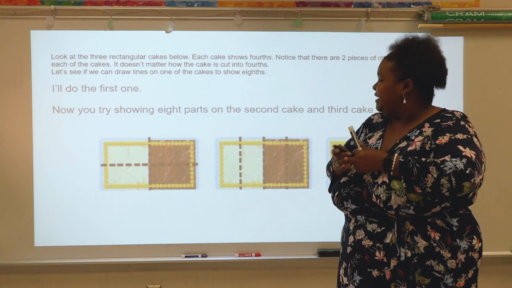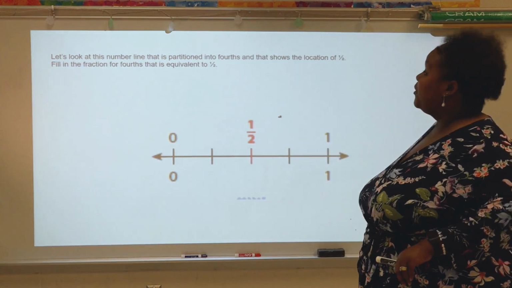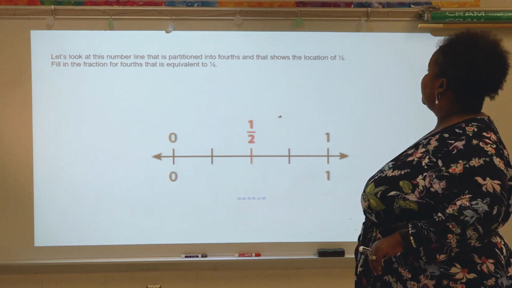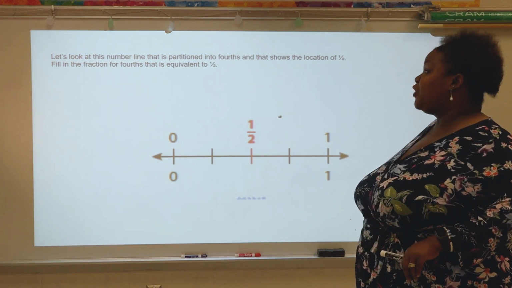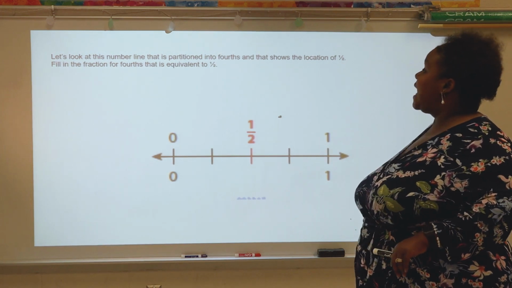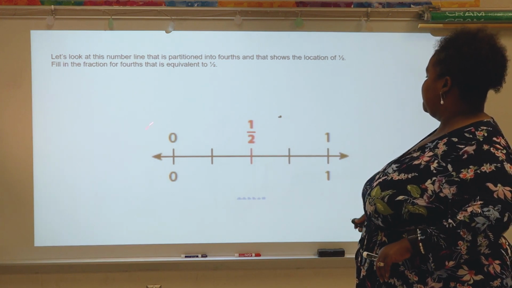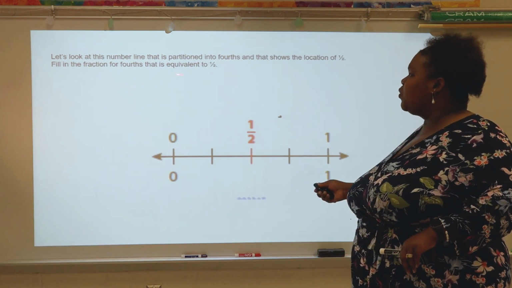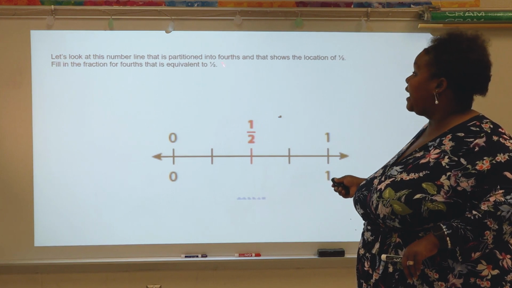Let's keep going. Let's look at this number line that is partitioned into 4ths and that shows the location of 1/2. Fill in the fraction for fourths that is equivalent to 1/2. So I see my number line. I'm wanting to fill it in because I'm looking for a fourth that would be equivalent to 1/2.